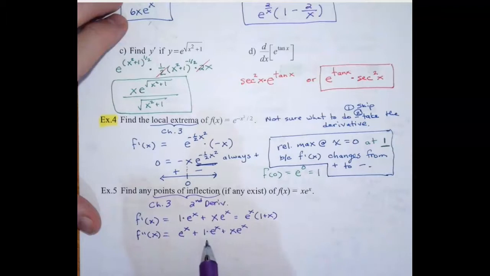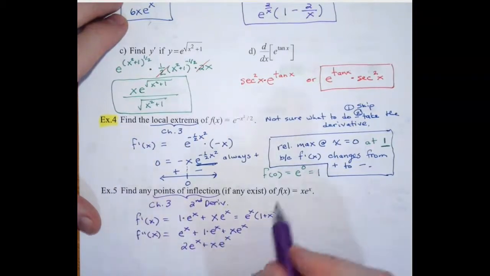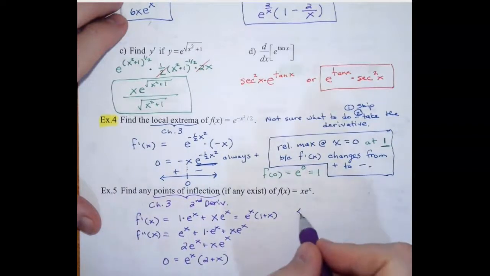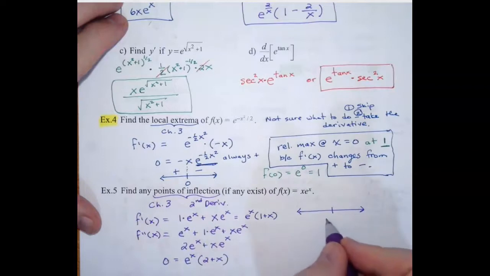Okay. So now we have 2 of these. So we have 2 e to the x plus x e to the x, and I could cross that off, but it just wasn't helpful. Here, we're going to set this equal to 0, and we could factor out e to the x, which leaves us with 2 plus x. So, if we think about where that's going to change signs, that's going to happen at negative 2.